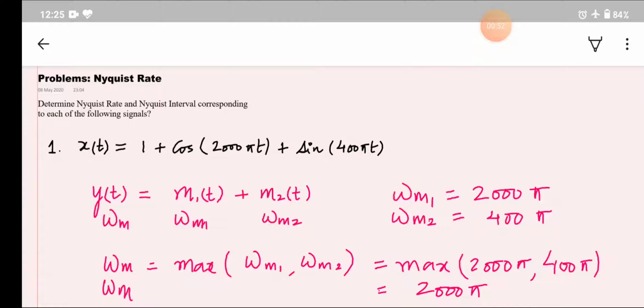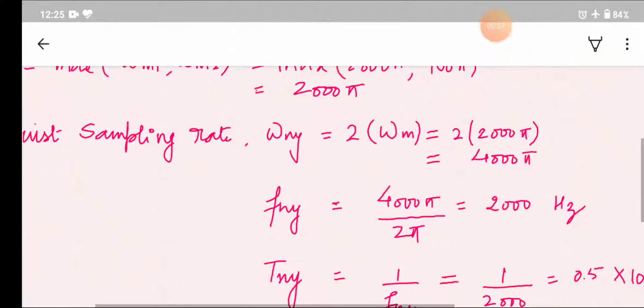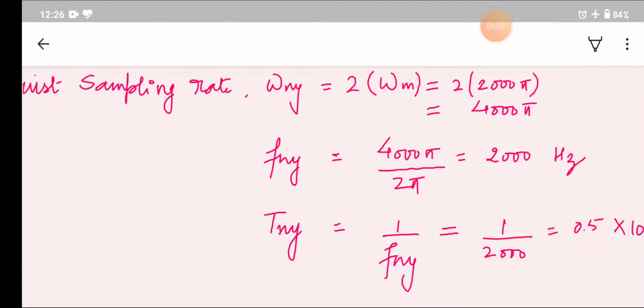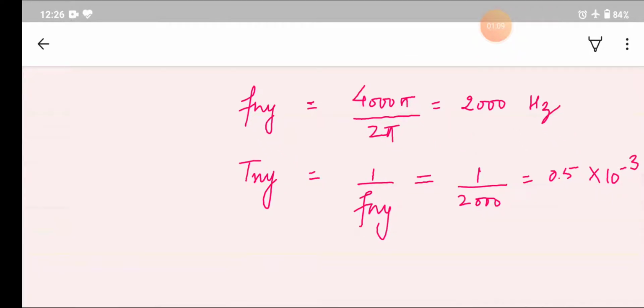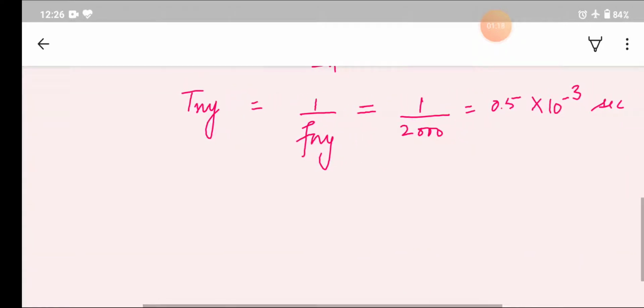and the Nyquist sampling rate will be equal to omega Nyquist, 2 times omega m, so it is 4000 pi, and the frequency, when 2 pi is divided into 4000 pi, is 2000 hertz. And in this way we have calculated the Nyquist interval. Now we are going to solve one more problem.